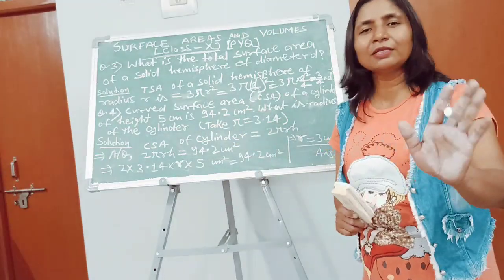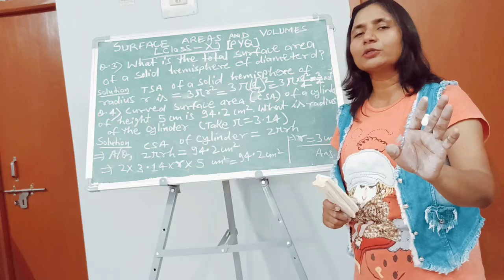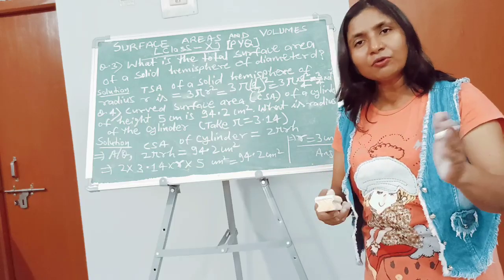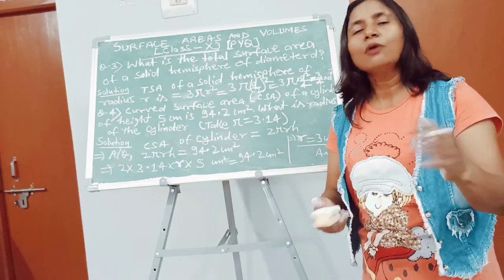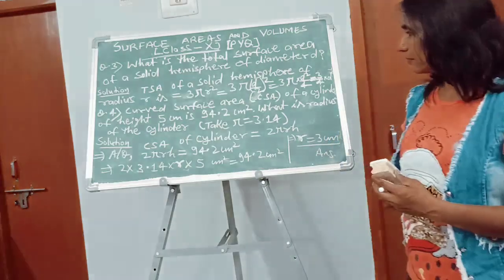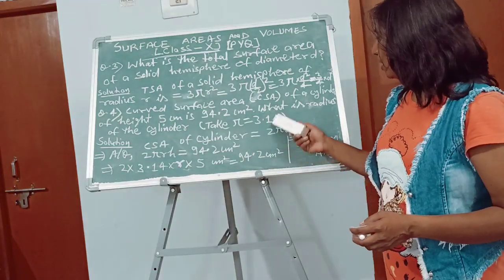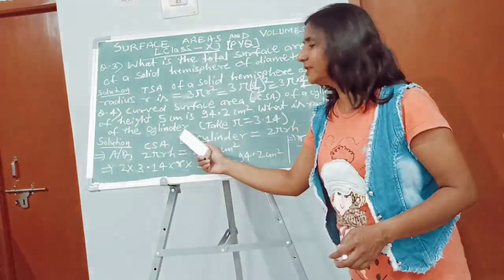These two pieces of information are already given in the question. Now let us read the question and try to understand what we have to find out. So let us continue. What is the radius of the cylinder?